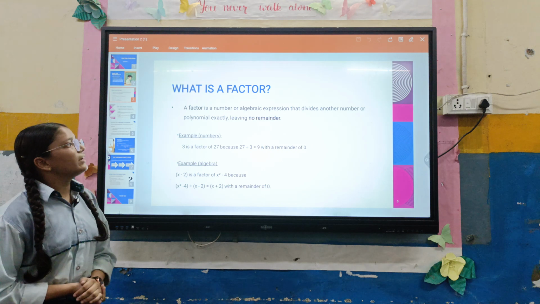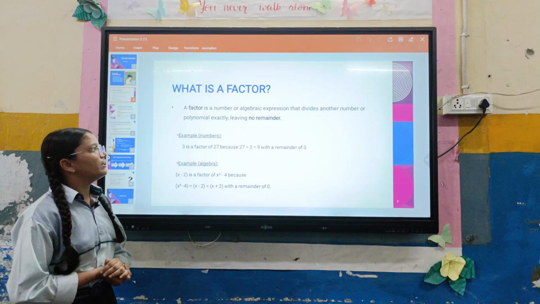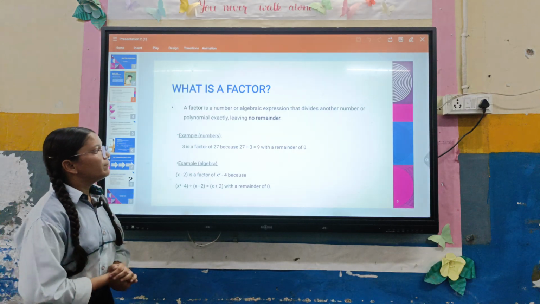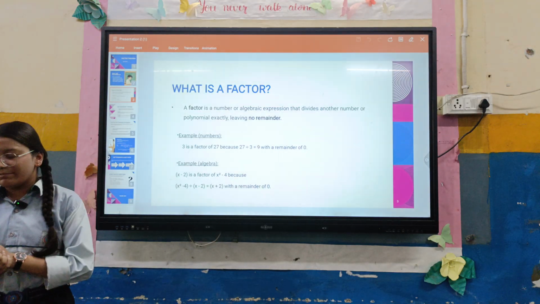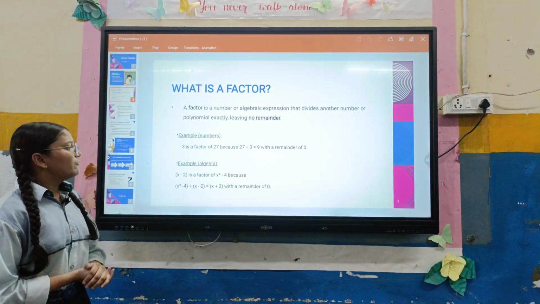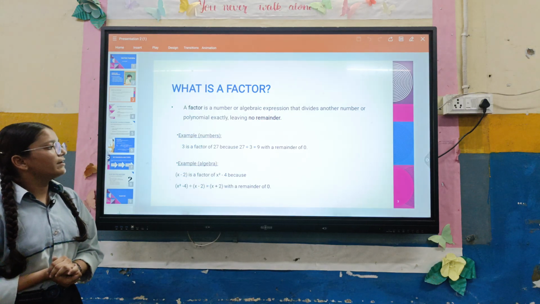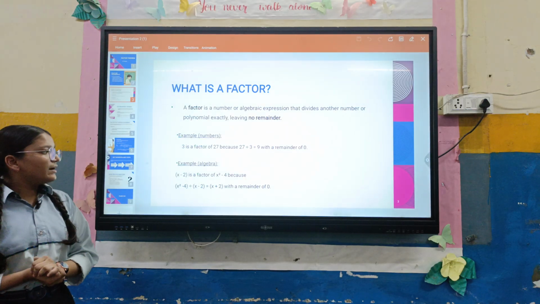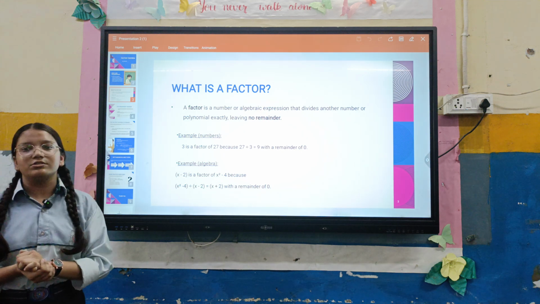A factor is a number or algebraic expression that divides another number or polynomial exactly, leaving no remainder. For example, 3 is a factor of 27 because when we divide 27 by 3, the remainder is 0 with quotient 9. Another example for algebraic expressions: x minus 2 is a factor of x square minus 4 because when we divide x square minus 4 by x minus 2, the remainder is 0 with quotient x plus 2.